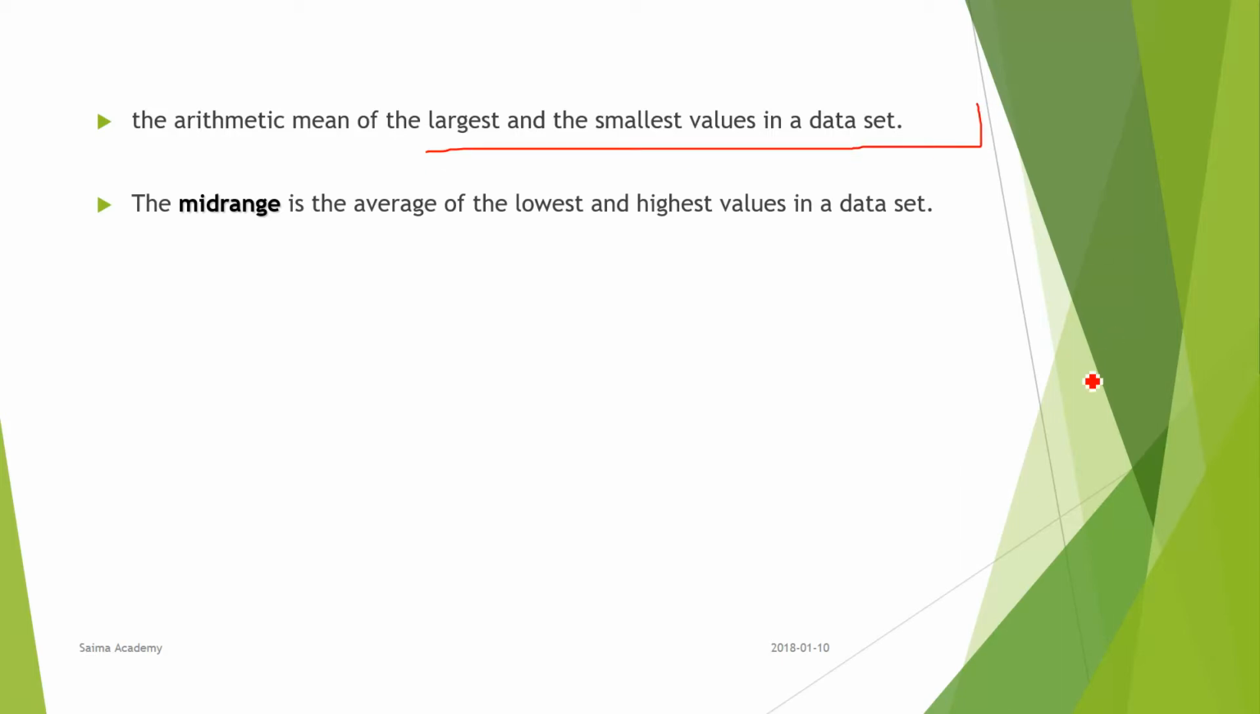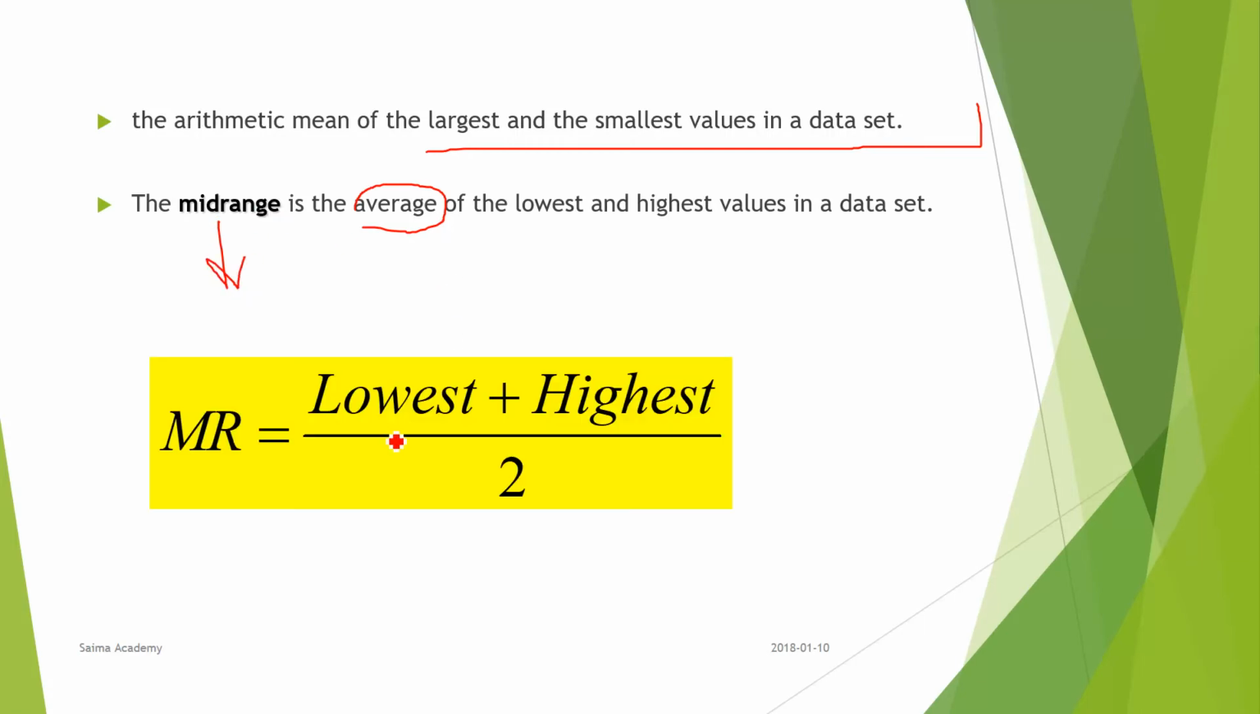Suppose you have a data set, 100 values or 200 values or 50, whatever. First of all, you have to find out the smallest value, then you have to find out the largest value, then add these values together, smallest plus largest, and divide by 2. That is called the mid-range. So the mid-range is the average of the lowest and the highest value. And again, see the word average, and mid-range is part of the measures of central tendency.